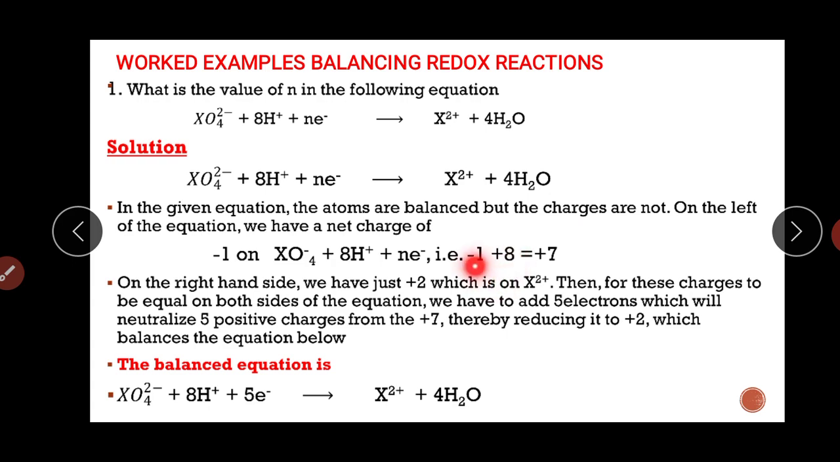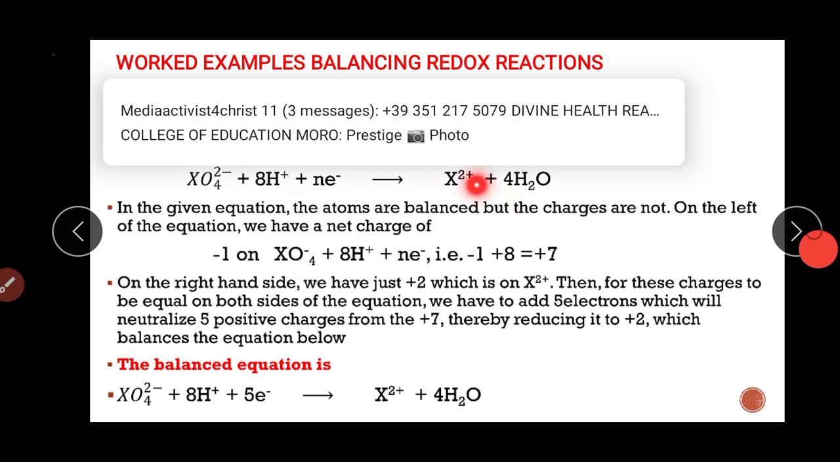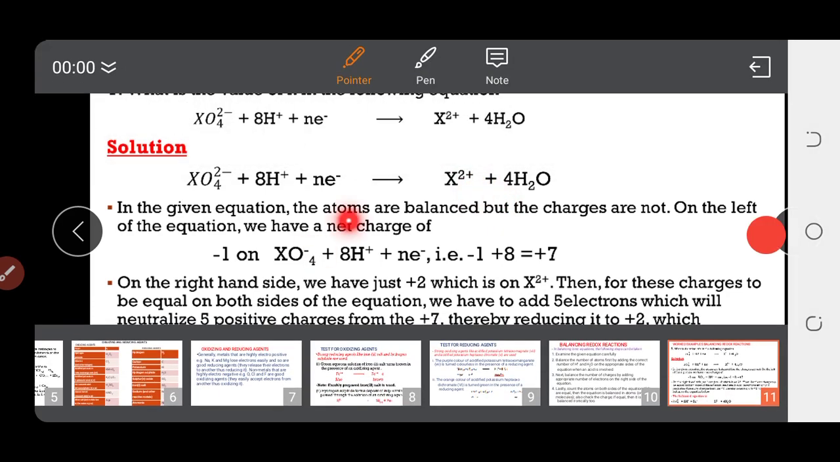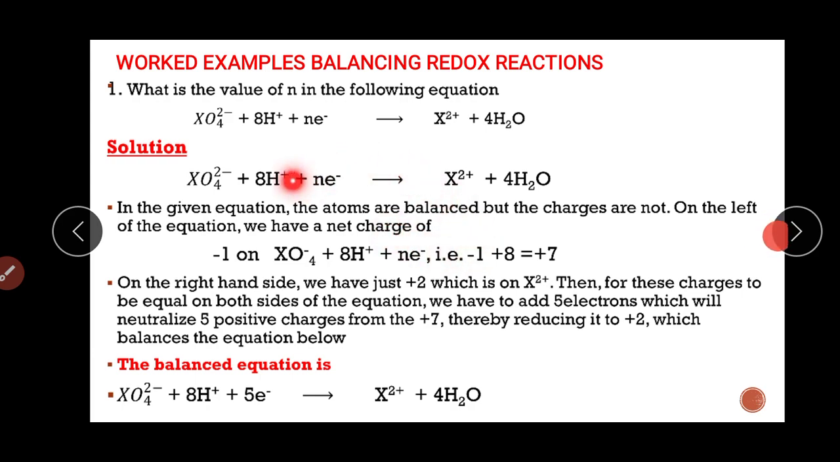So what we will do, we now try to add 5 electrons. You know, the left has 7 and the right has 2. So we make sure that we add 5 electrons to the left. When we have 5 electrons to the left, it becomes 2, because those 5 electrons will neutralize 5 of the positive. Electrons are negatively charged.